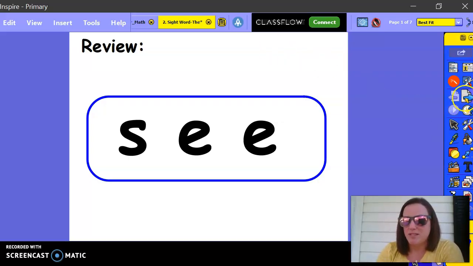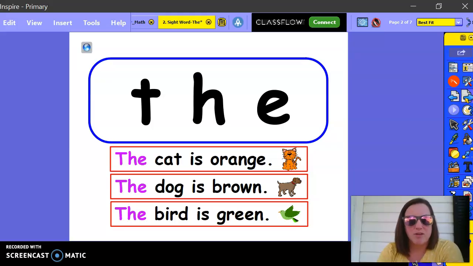So let's go and see what those letters look like that make that word. All right. So these letters that make up the word the are T, H, E. The. Or the. I'm going to say the. That's just how I say it. So let's read these sentences.